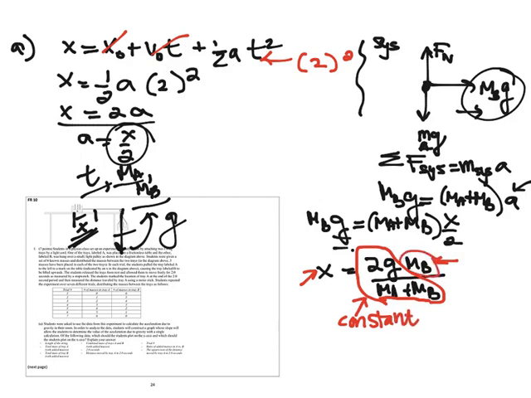Okay, so mb is varying. ma plus mb, my total mass, is constant because I'm just moving my blocks from one place to another. 2 is a constant, and g is a constant. So I'm going to make x my y-axis, and I'm going to make mb my x-axis. Now everything inside of here will be my slope.